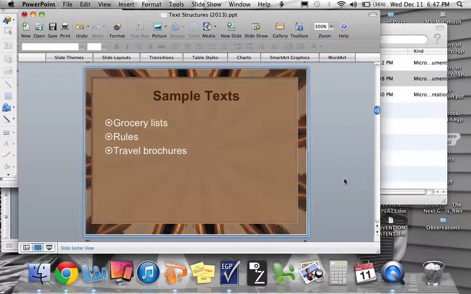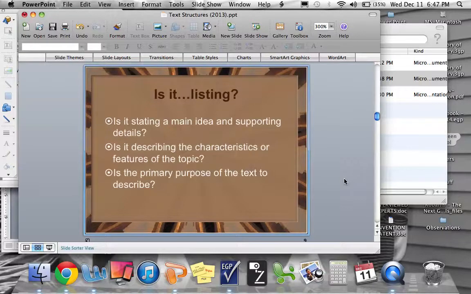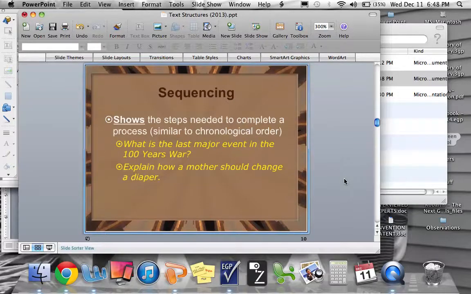In the real world, grocery lists, rules, and travel brochures are all examples of sample text that you could use this text structure with. To ask yourself, is it listing? Is it stating a main idea and supporting details? Is it describing something? And is the text showing us as a main purpose those descriptive characteristics?